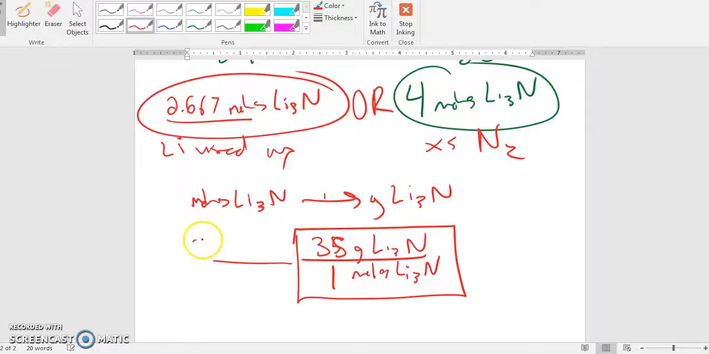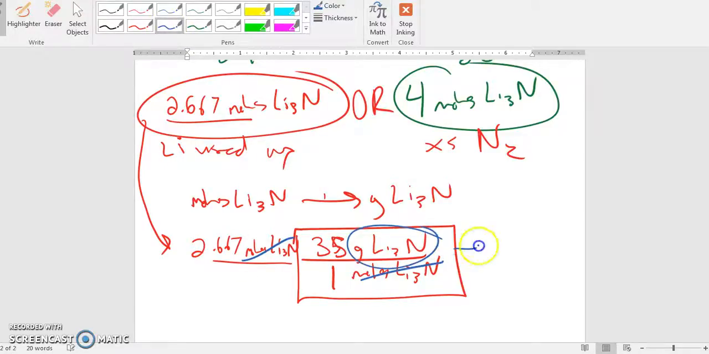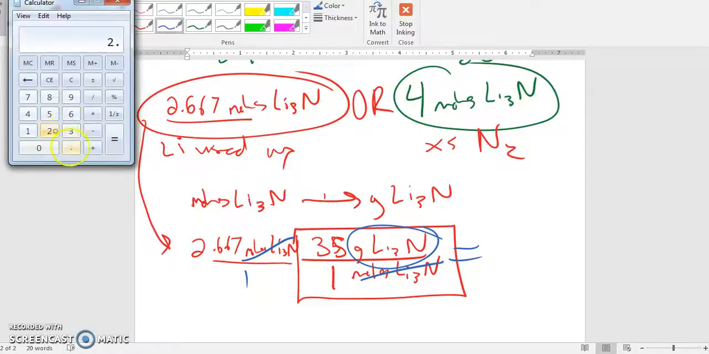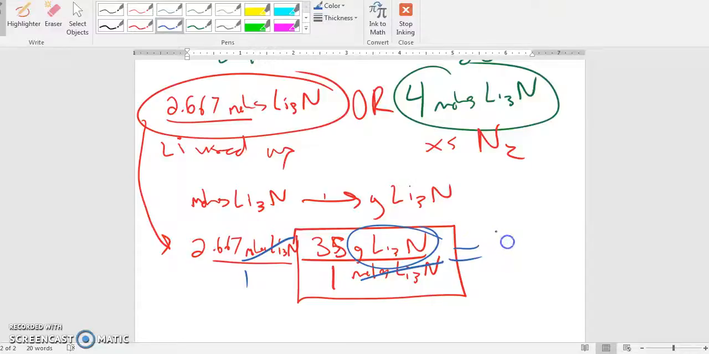And then we have that 2.667 moles of lithium nitride. Remember, we're turning this into grams. Check the units to cancel. Moles, moles, end up with grams. Perfect. So then whatever you get, 2.667 times 35 equals, that means you make 93 grams of lithium nitride, give or take, sig figs notwithstanding.